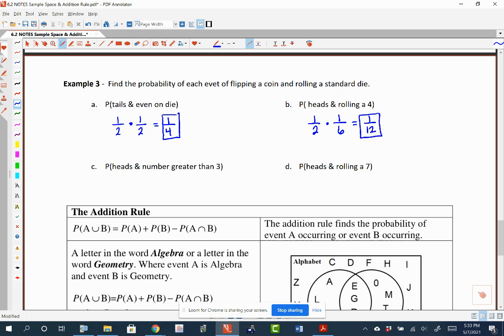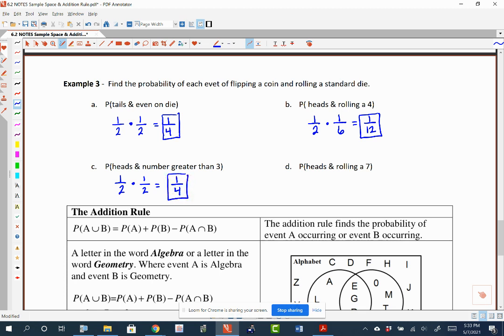Problem C, a heads and a number greater than 3. So again, heads is just 1 out of 2, but to be greater than 3 would be 4, 5, and 6. So again, there's 3 ways out of 6 total, but I'm just going to go ahead and think of that as 1/2, which is really just a 1/4 chance.